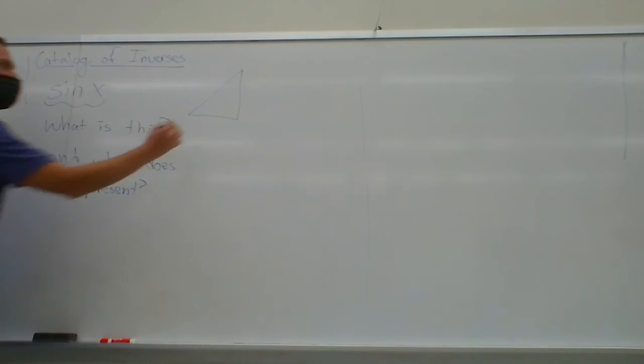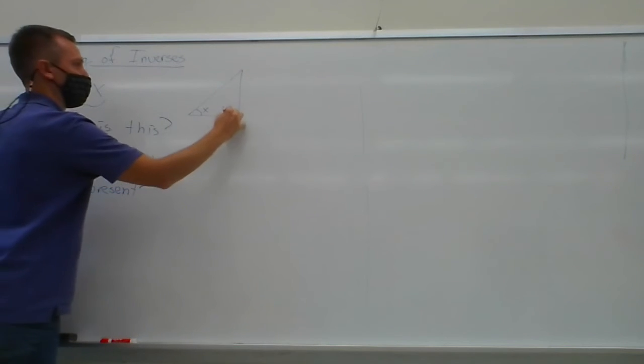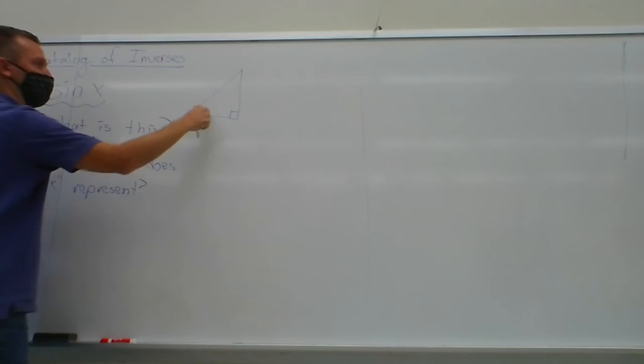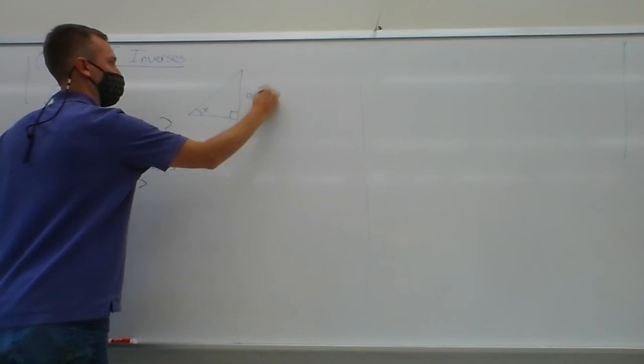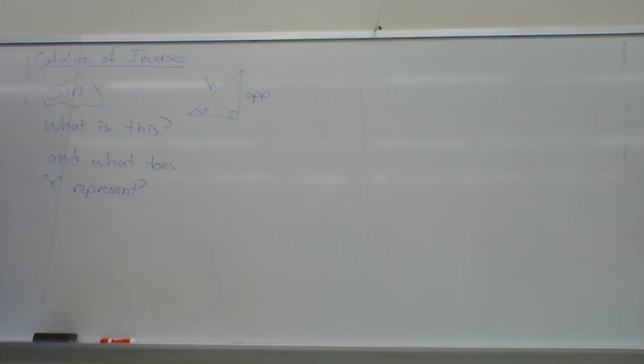An angle. Very good. So let's say this is the angle x. This is a right angle. The sine of this angle is equal to the opposite side divided by the hypotenuse side. Those are lengths of the triangle. That's one way to picture it.